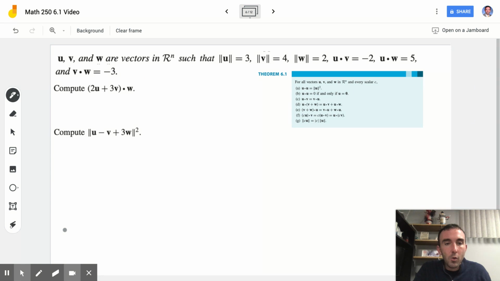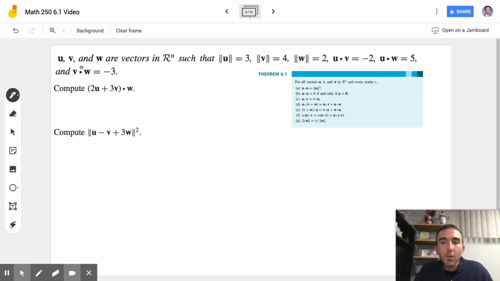I like to do a problem where we actually use these properties so you can get a feel for what they look like. The first one's pretty quick. The second one's a little bit more involved, but it uses many of the properties in Theorem 6.1. I have pasted it here for convenience so that as we go through it, we can refer back and understand why the answers are what they are.